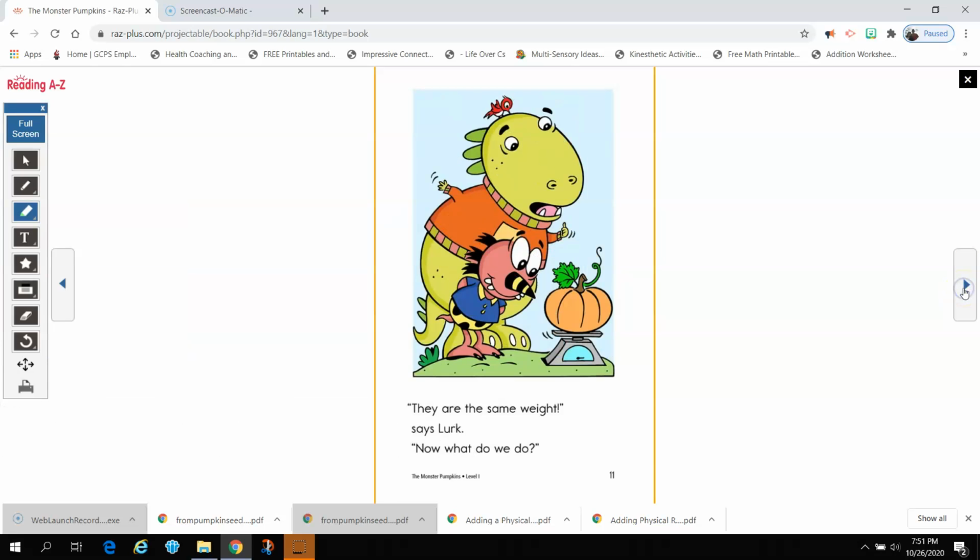Okay, there's no quotation marks on this page, but there are on this page. Do you see them right here? So let's read, and then we'll figure out who's talking. "They are the same weight," says Lurk. Look, there's some more. "Now what do we do?" Okay, so the only thing we see on this page is "says Lurk." So that means Lurk said they are the same weight, and he also said, now what do we do? So all of this page, everything that's said on this page is said by Lurk.